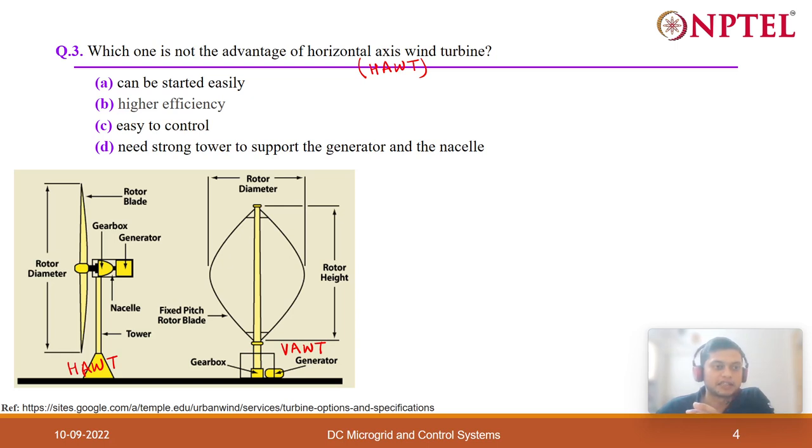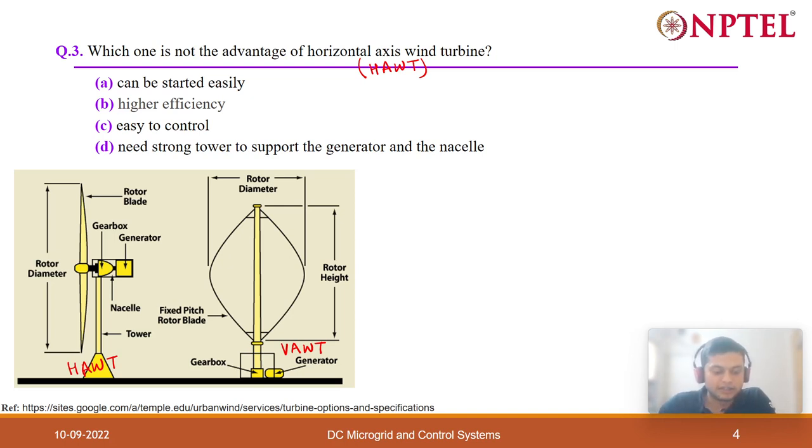So it has advantages like larger efficiency, because it is rotating at a height, at an altitude, where the vertical axis wind turbine need not have that much height. So it may get distorted wind speed, but the horizontal axis wind turbine gets steady state wind speeds, like from a height from the earth you will not get much deviation in the wind flow.